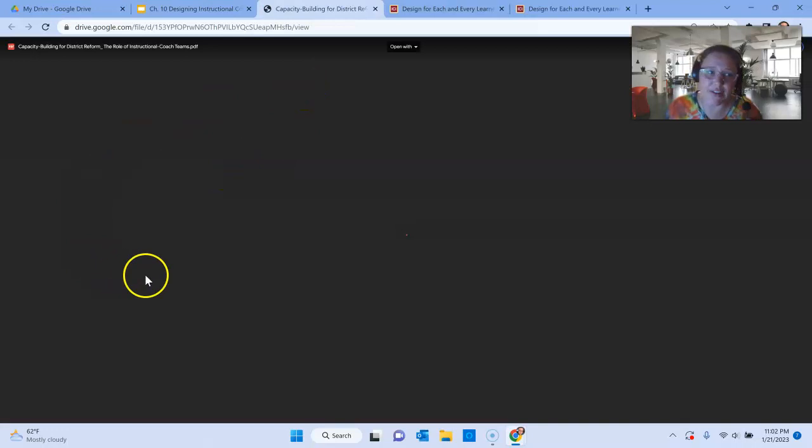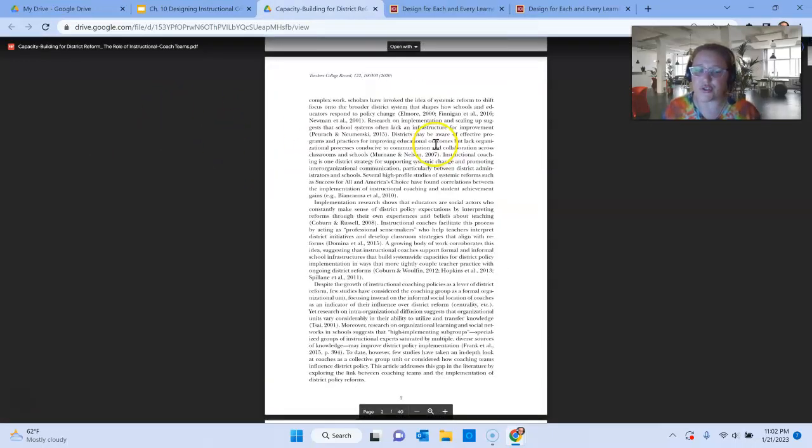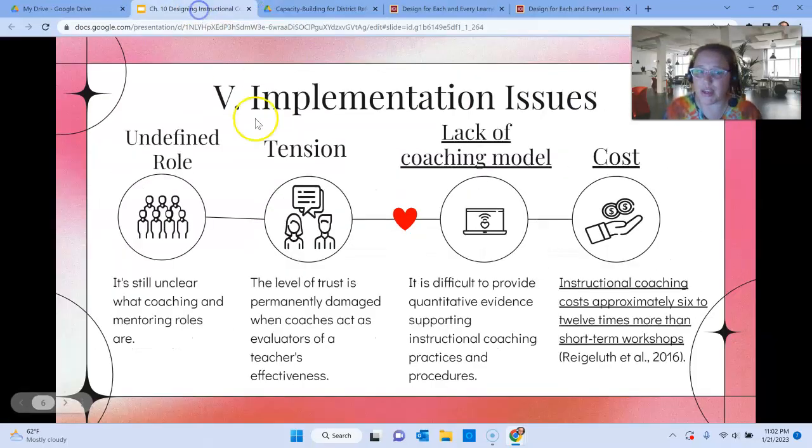I did find another article that I have attached for you. It is Capacity Building for District Reform. This was 40 pages. It was a good read. It was positive. It well defined the roles and even provided examples and ideas of what an instructional coach should be doing or what that looks like. When the book that we're discussing now was written, it was not clear. There was not quantitative data to support that.